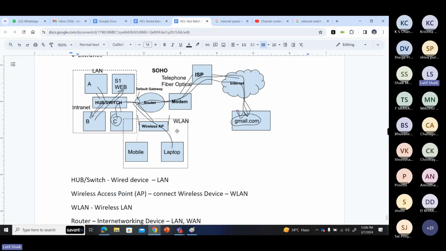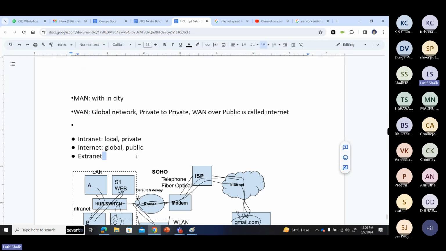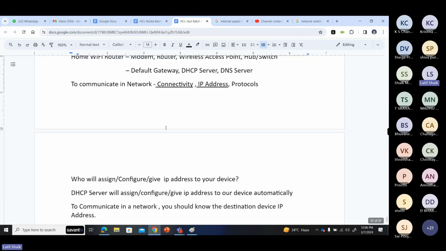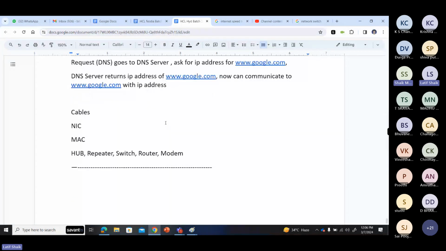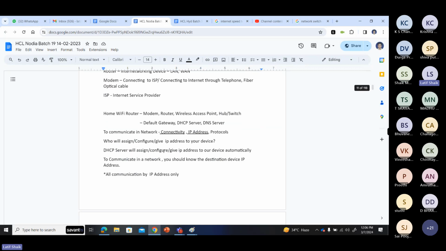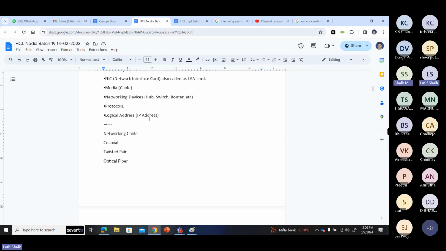Yeah, this is the SOHO part. I will stop up to here, guys. From SOHO, I will explain each and every device and how it works, and we'll also see the cable part and remaining concepts: what is NIC, what different cables we use, different switches and all.